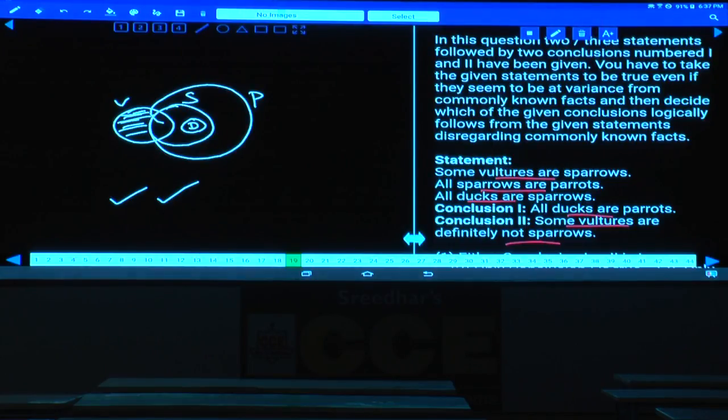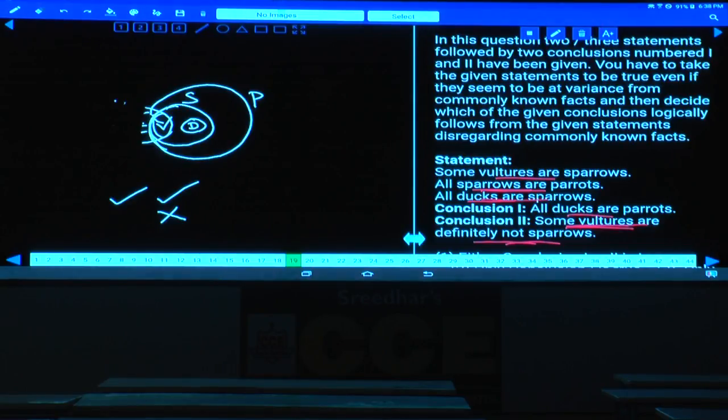An alternate diagram. Now tell me whether I can show all vultures are sparrows or not. Rather than drawing my vulture like this, now we are drawing my vulture like this. All vultures are sparrows. It can be drawn, so all vultures are sparrows is true. Check the remaining statements: some vultures are sparrows is true, all sparrows are parrots is true, and all ducks are sparrows is also true. At the same time, I have proven a case wherein every vulture is a sparrow, which implies that some vultures are not sparrows is false.